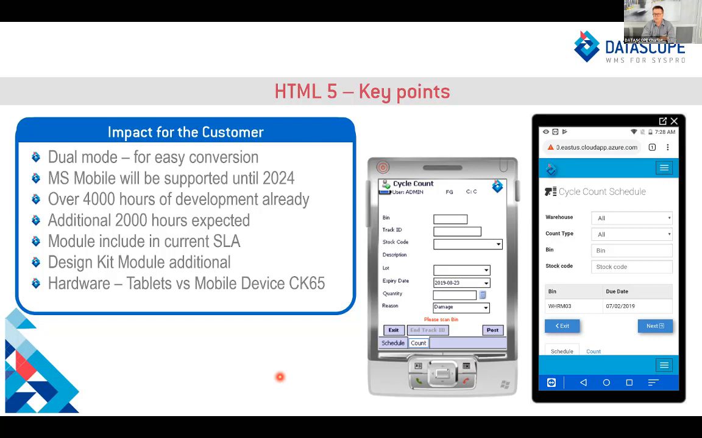The module is included in your current SLA. You're not buying this as additional. So by default, every one of our users already has access to the inventory movement module, which covers all the scanning applications. It's immediately available with no extra cost. However, the design kit module, in other words, if you want to tailor screens, will be an additional module. You'll need to purchase that module.